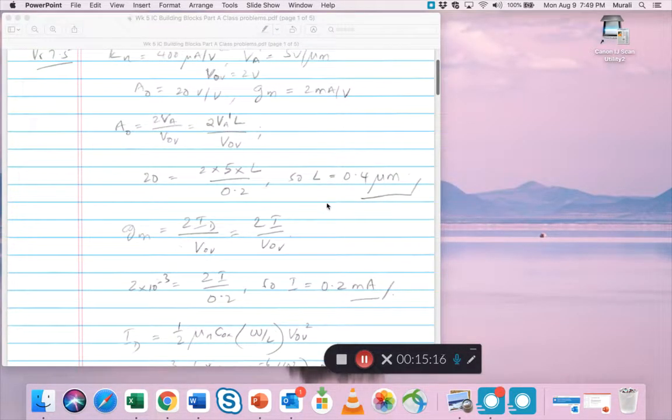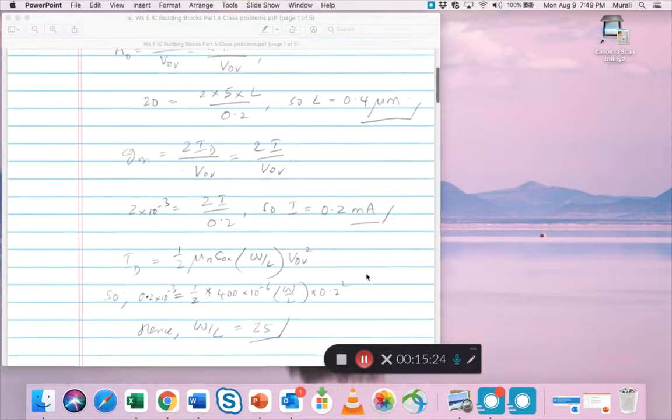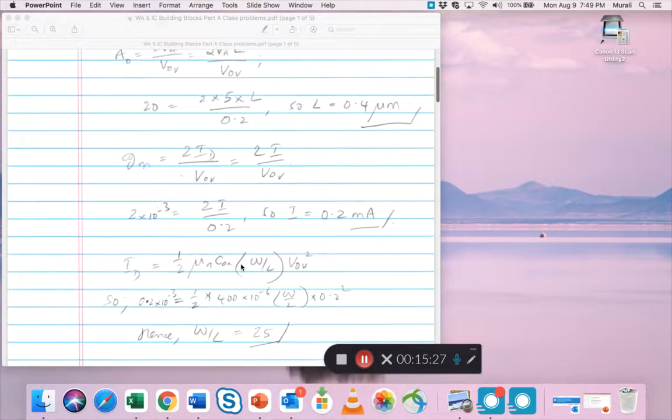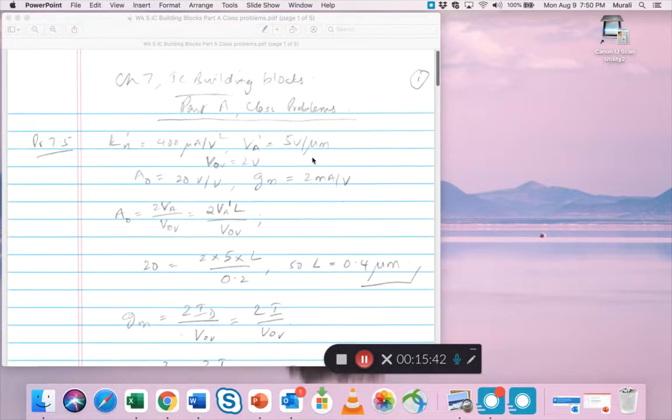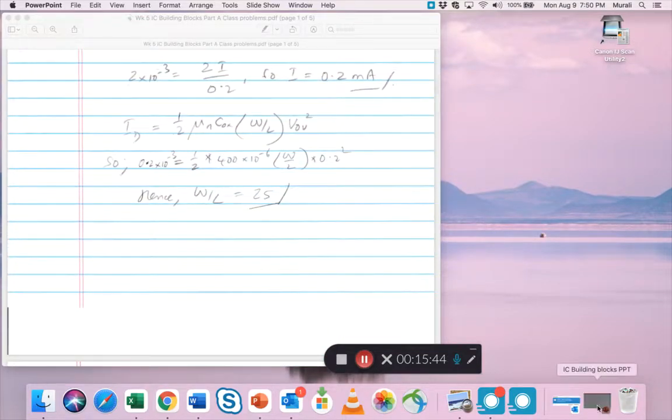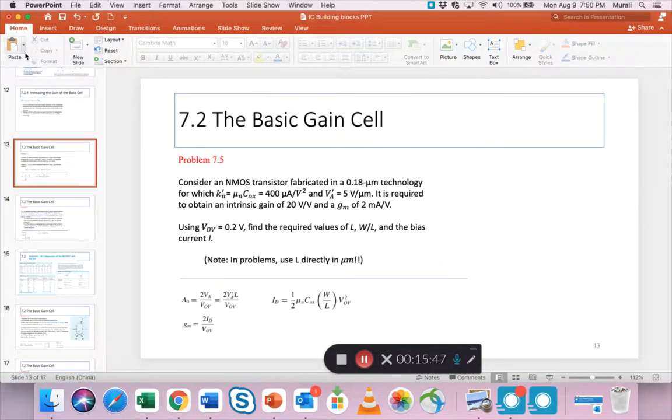So L is like this. Now gm gives us ID, right? I as 0.2 milliamps. So knowing ID, knowing everything else, we can find W/L from this formula as 25. Okay, so we only need W by L, not W itself.